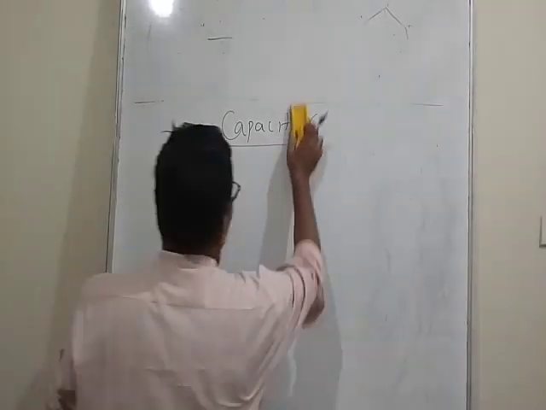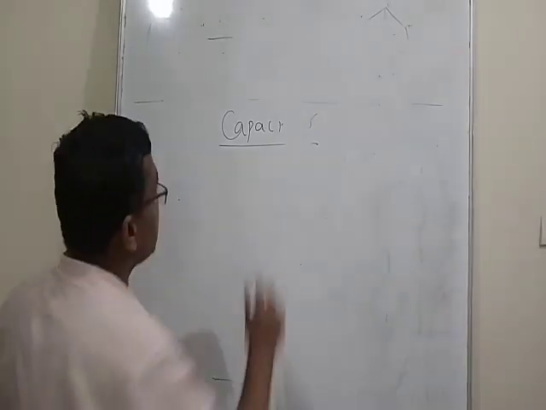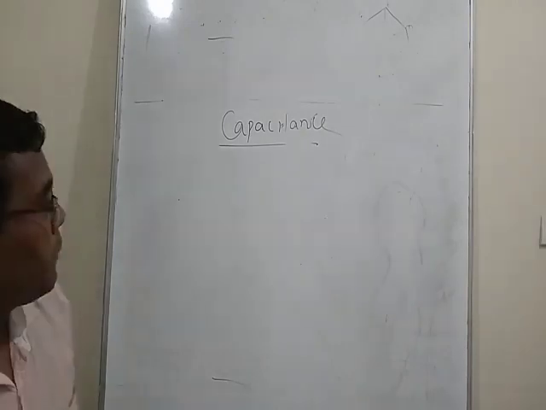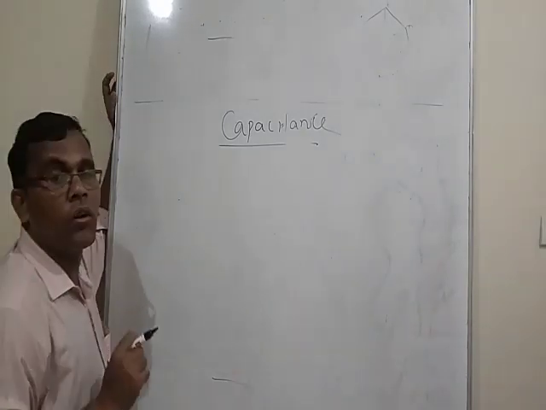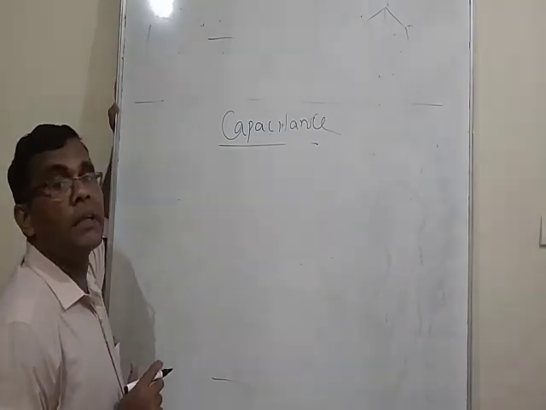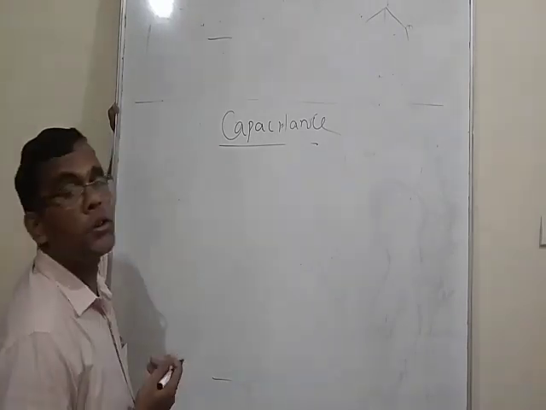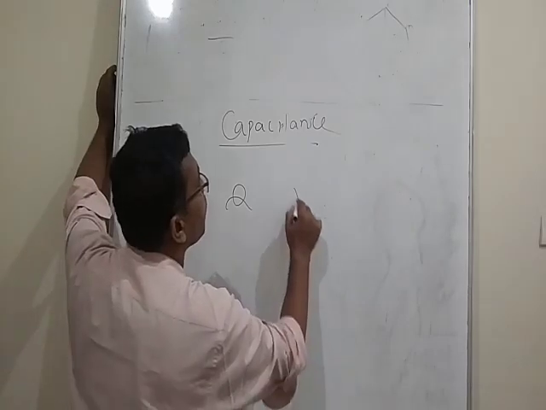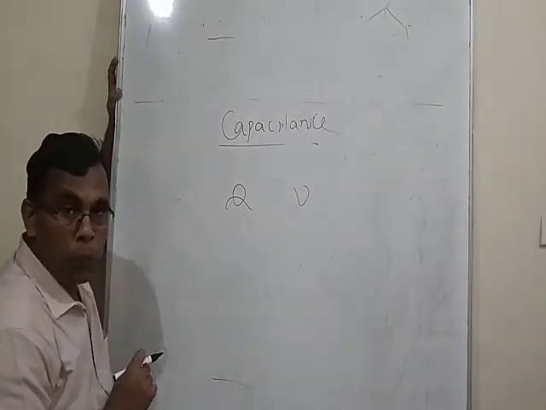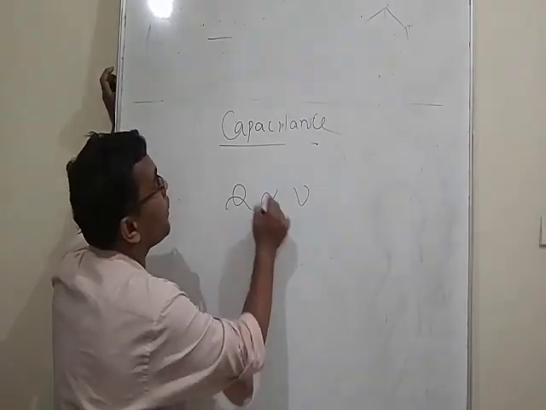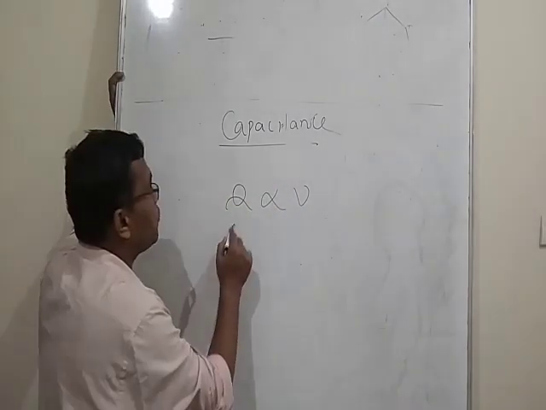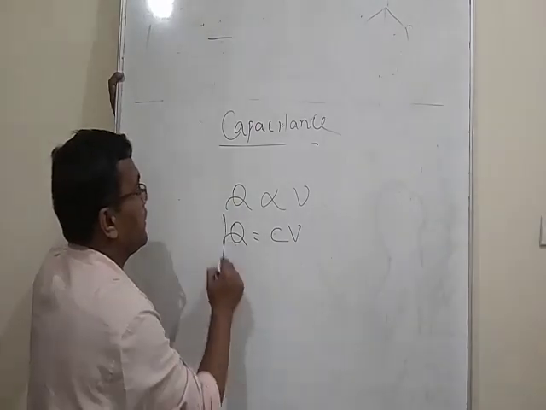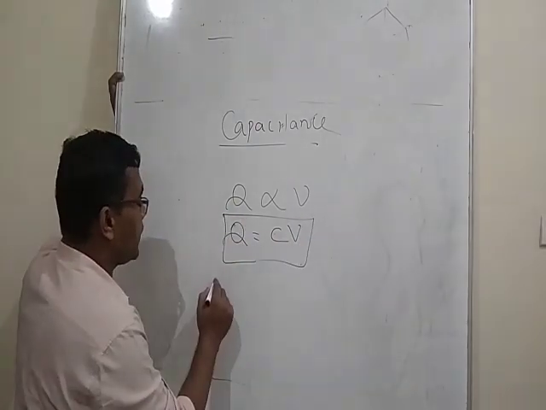Now come to capacitance. Capacitance is the property of a capacitor. Capacitance is the ability of the capacitor, how much charge it will hold. If Q is the charge and V is the potential difference between the two plates, then Q is proportional to V, and Q is equal to CV, where C is the capacitance.